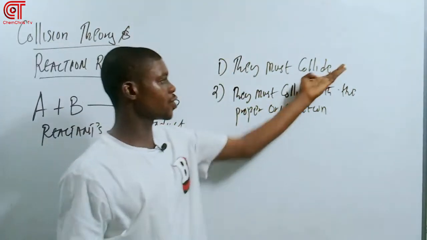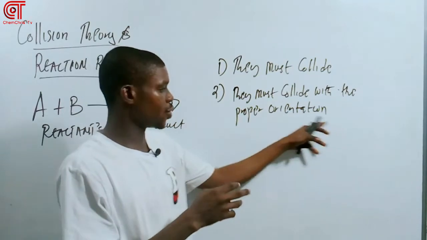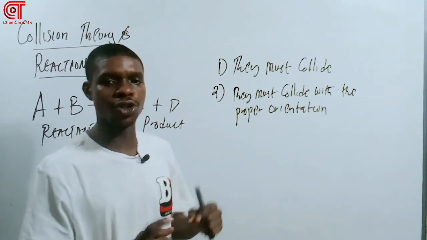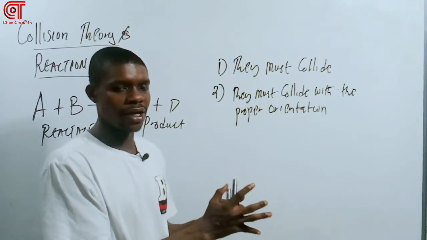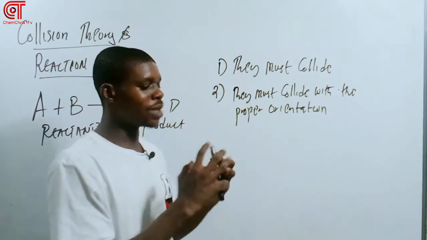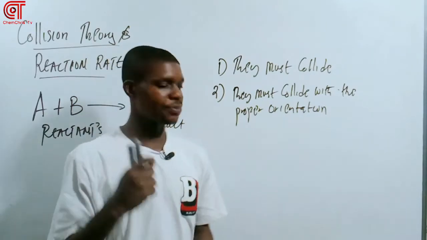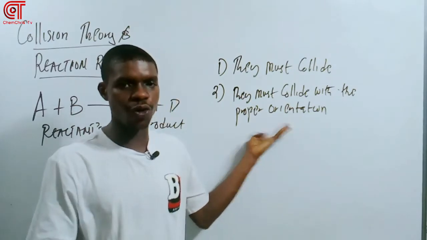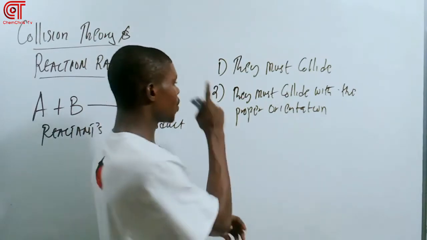Not all collisions lead to reaction. It's only those that collide with proper orientation that lead to reaction. So that is why, out of all the collisions, just a few lead to reaction. There are some that are not oriented very well, and those do not produce a reaction. It's only those that are oriented properly that lead to reaction. So this is what we call an effective collision, when they are oriented in the proper way. That was number two.